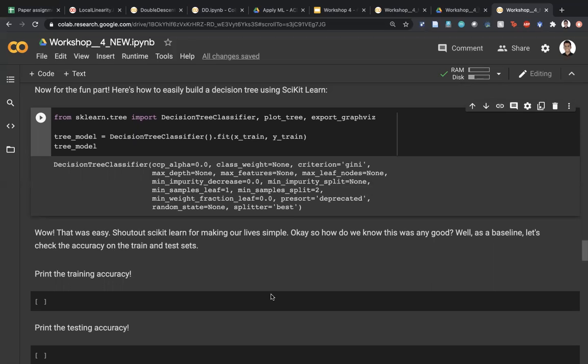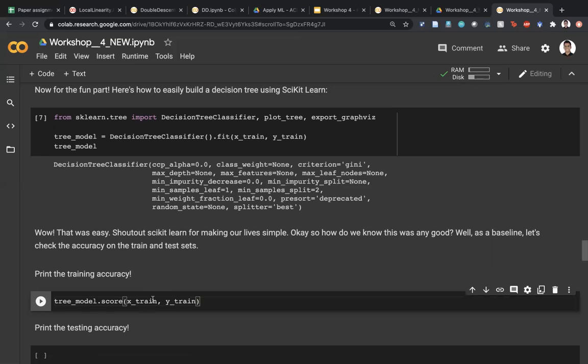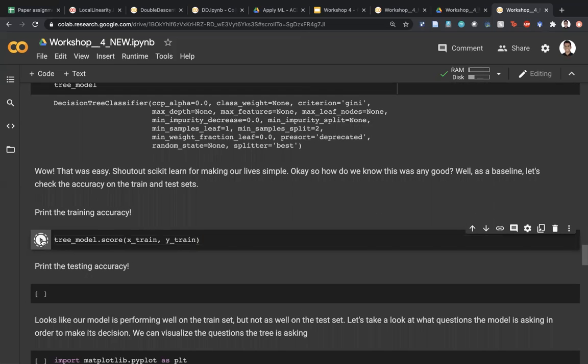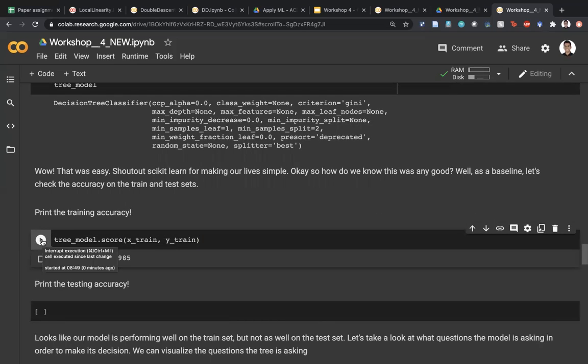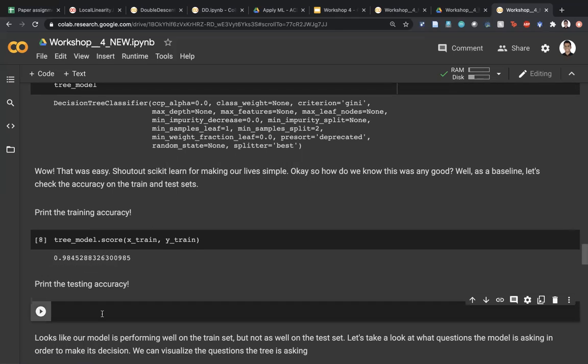All right, I think it's been about a minute. Anybody have any answers on how to do this? Just feel free to drop it in the chat. It should be very similar to what we've done in the past. Tree model score X train, Y train. Oscar's got it right on the dot. Good work, Oscar. That should be for our training accuracy. And then for our testing accuracy, very similar to what Oscar has put in, except just change the X train to an X test and change the Y train to a Y test, and we should be good to go.